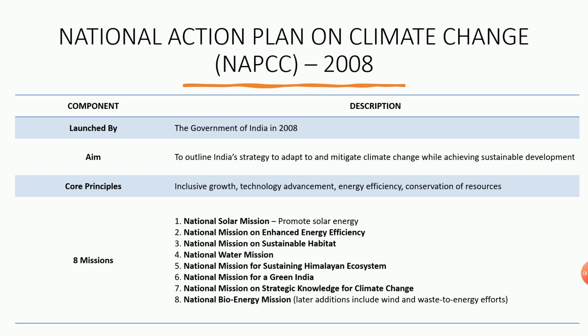First is National Solar Mission, then National Mission on Enhanced Energy Efficiency, third one is National Mission on Sustainable Habitat, fourth one is National Water Mission, fifth one is National Mission for Sustaining Himalayan Ecosystem, sixth one National Mission for Green India, then National Mission on Strategic Knowledge for Climate Change, lastly National Bioenergy Mission. Later additions include wind and waste to energy efforts. These eight are the different kinds of missions under NAPCC.